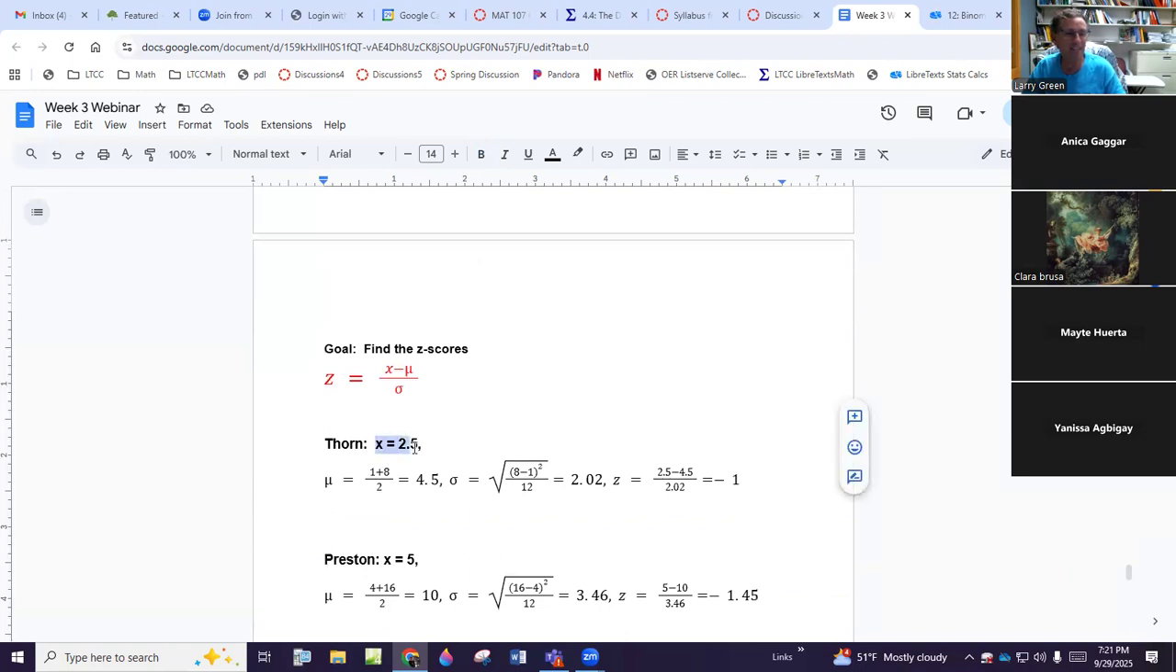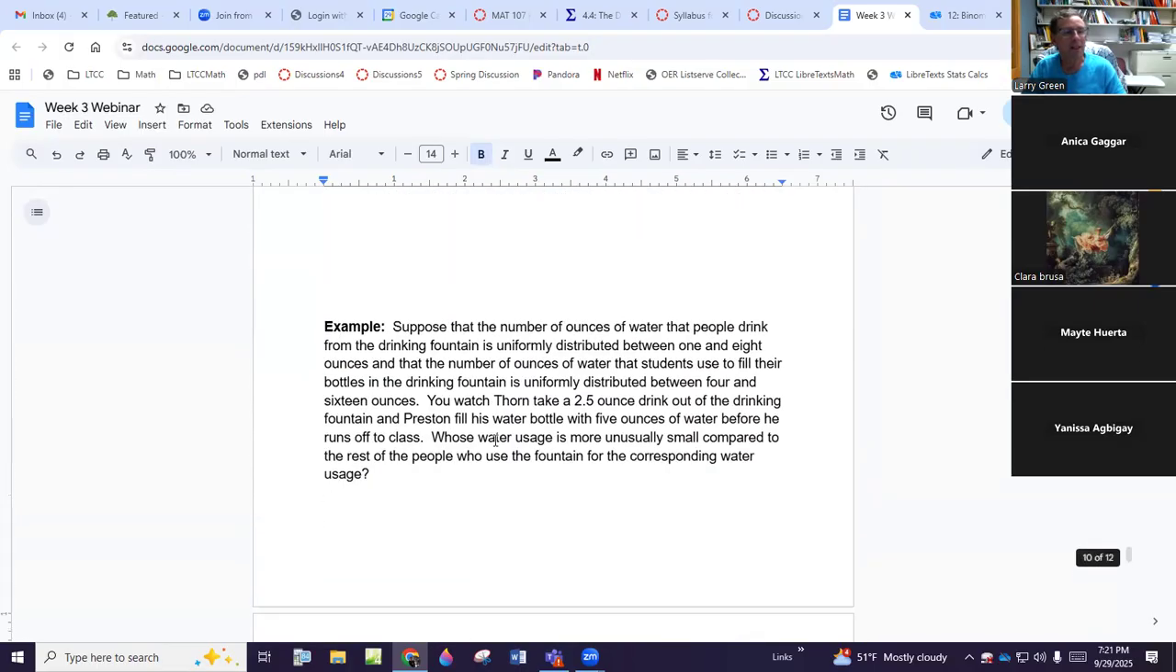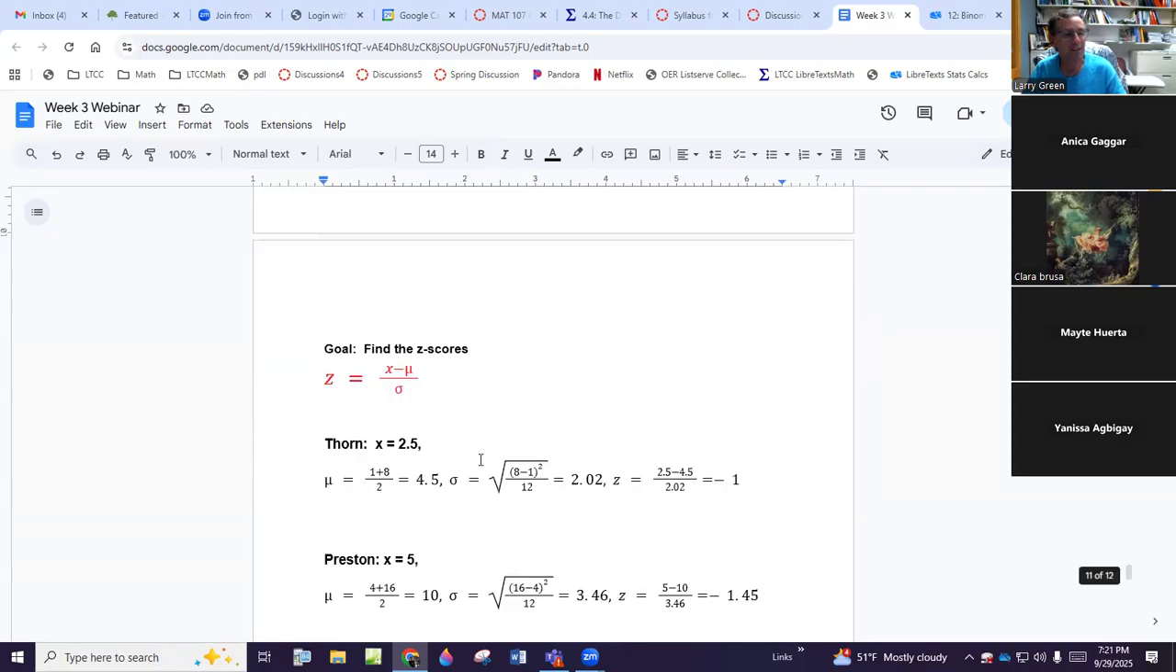Okay, so Thorne took a 2.5 ounce drink out of the drinking fountain. So X, that's the value that happened, is 2.5. Now Thorne was just drinking, and just drinking is uniformly distributed between 1 and 8 ounces. So the mean for just drinking is 1 plus 8 over 2, A plus B divided by 2. And that's 9 halves or 4.5.